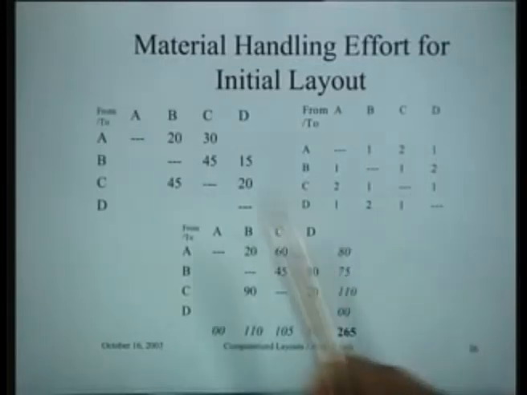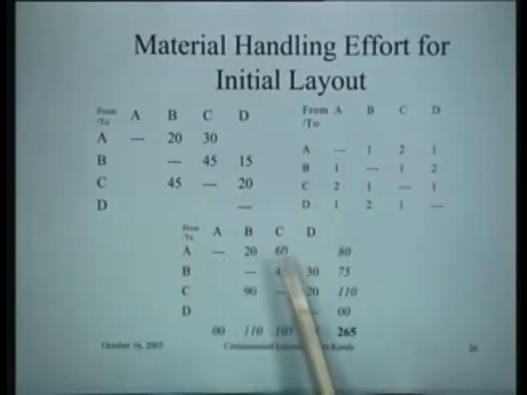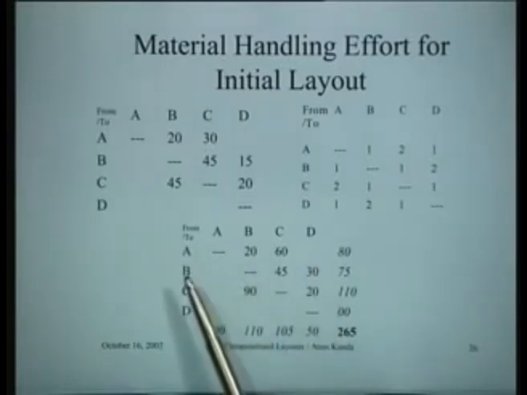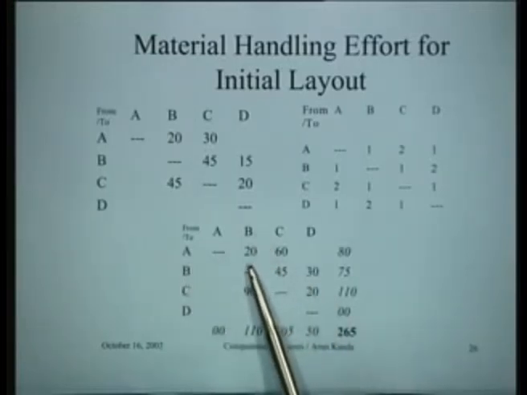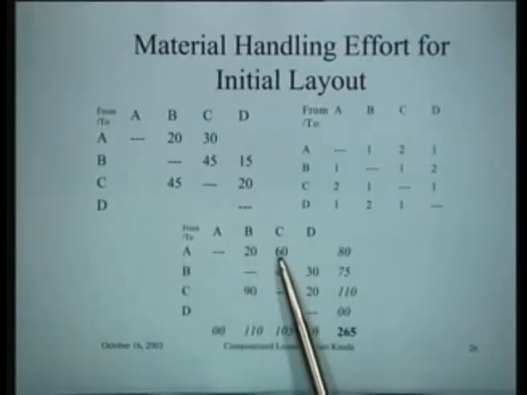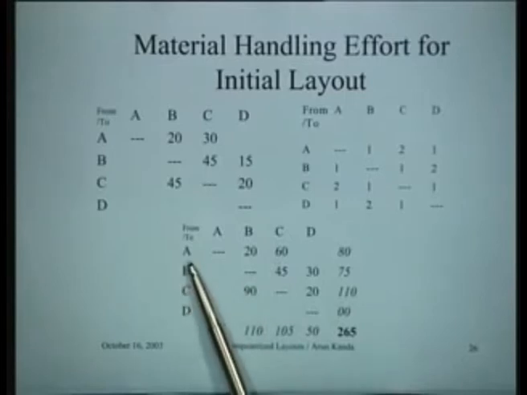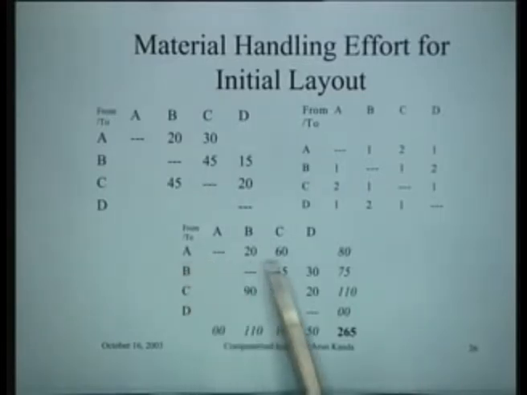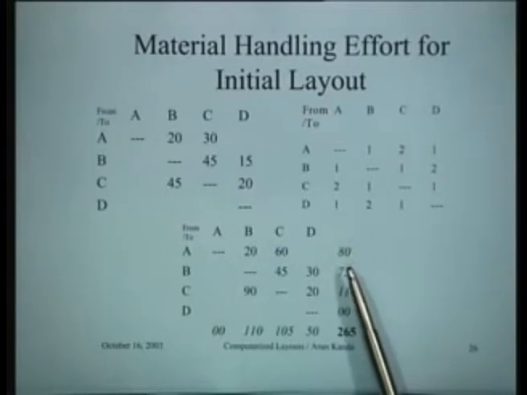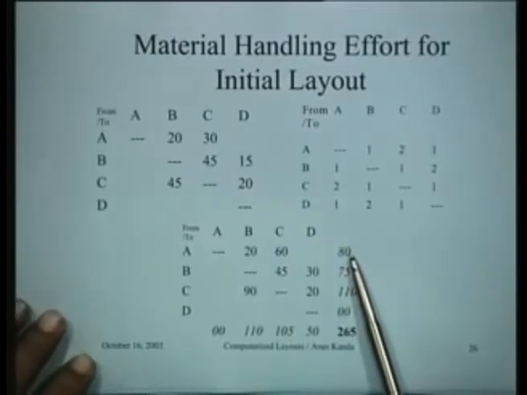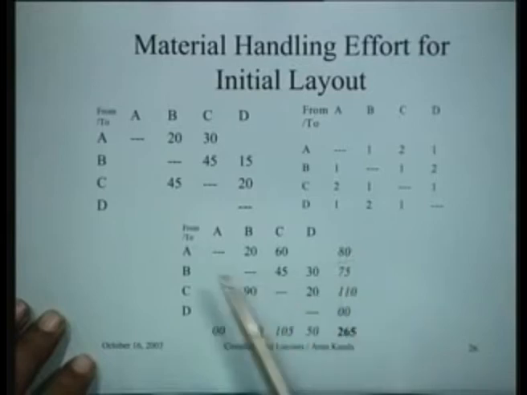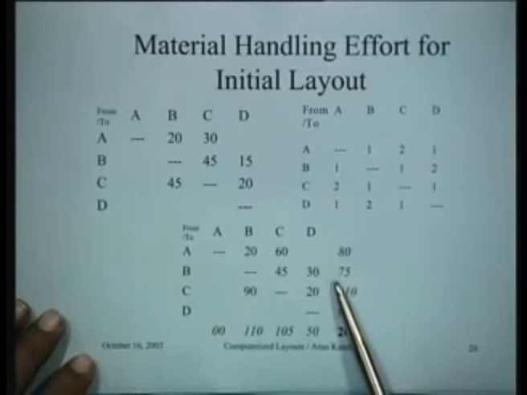And by multiplying these two, you ultimately get this figure, and this figure summarizes the total material that, for instance, between A to B, the cost of material handling is 20 units, rupees. A to C, it is 60 units. So total material handling moved from A to all departments is 80. So 80 rupees worth of cost is incurred in transportation for all the trolleys that leave from A. Similarly, all the trolleys that leave from B, 75 units of money is the cost, and so on for C and D.